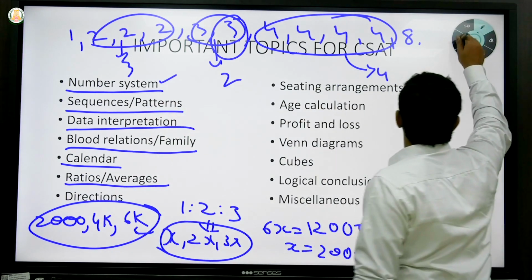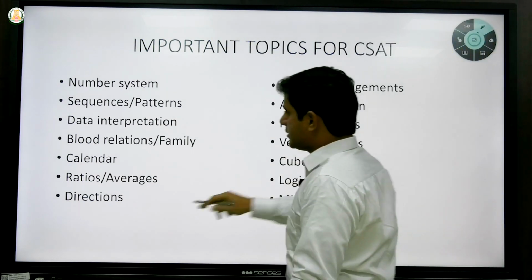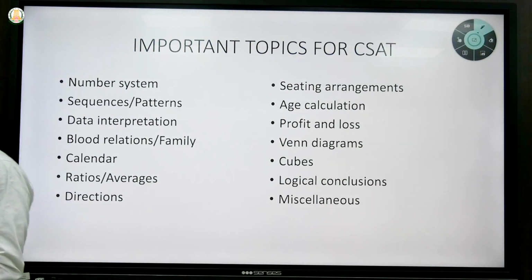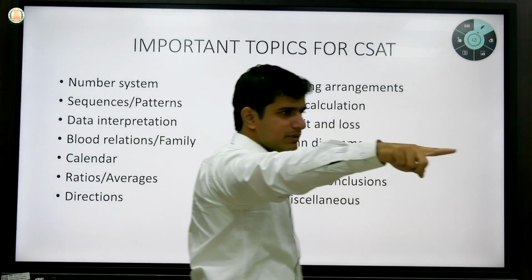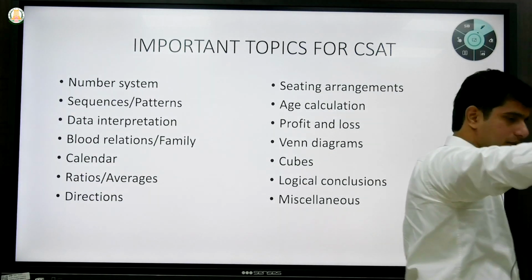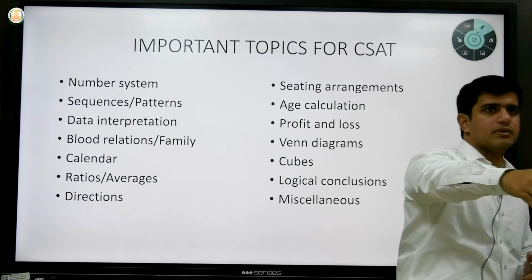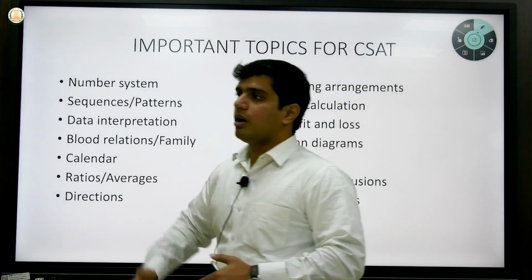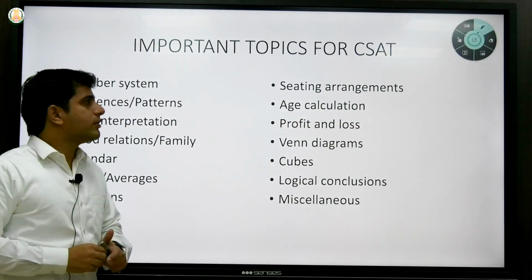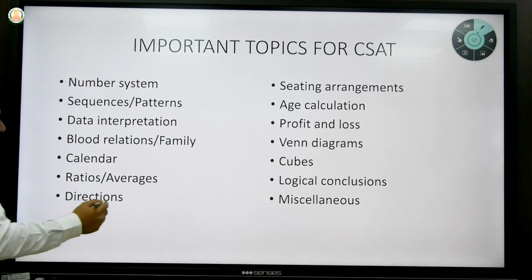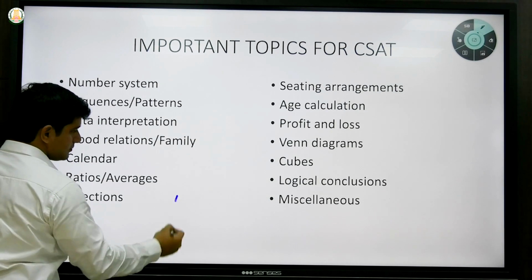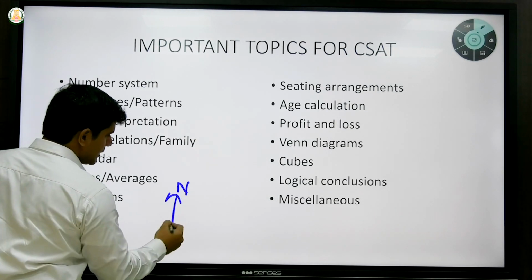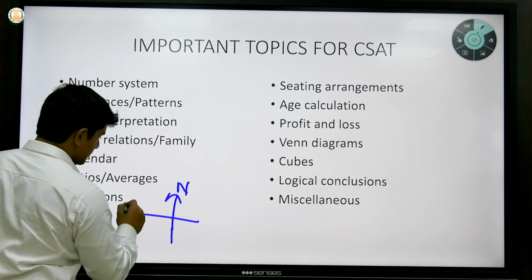Next is directions. We have seen 2-3 questions where they'll start from here, go northwards, go eastward this much distance, then go southwards. How much is the distance from the initial point to the final point, or in which direction is he pointing? There, whenever they say north, south, east, west, it's the standard directions. It doesn't change with the person's movement.